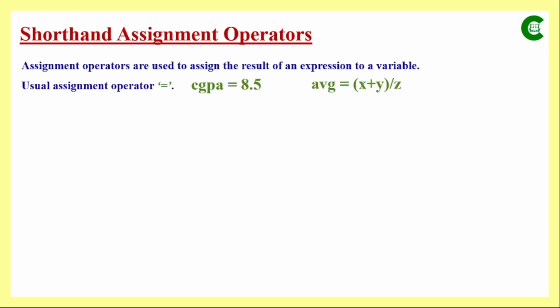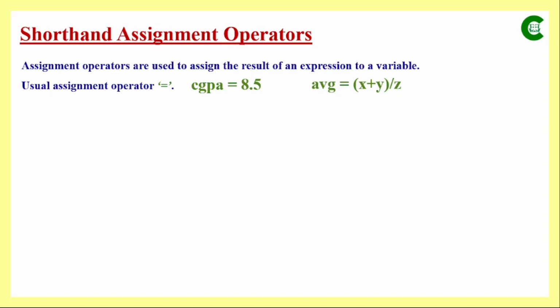And these are a few examples. In the first example, we are directly assigning a constant value 8.5 to a variable CGPA. It's not always that in our program we assign some constant value to a variable. We sometimes evaluate a mathematical expression. Maybe in that expression we have all constant values, and after evaluating that expression, the final result we assign to some other variable.